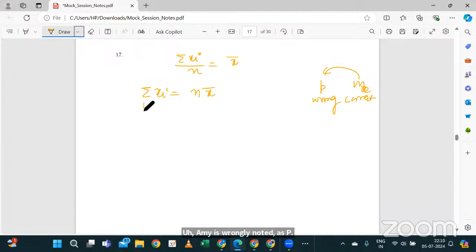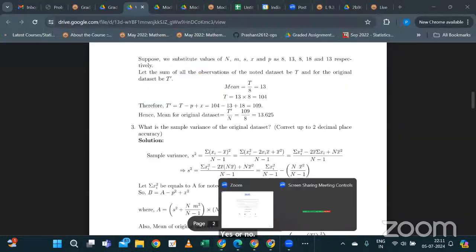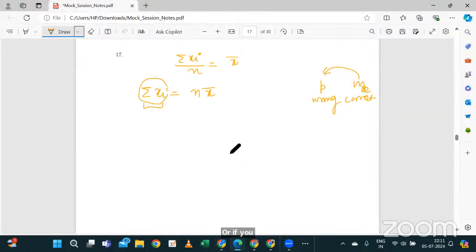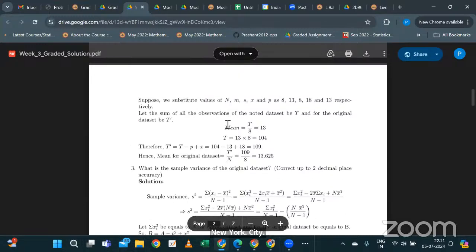Then, to know the correct mean, what will happen? This will get changed, right? Yes or no? Or if you want to do it with your example, are you getting it in general, right? Yes, we are getting it. Go ahead. So what we have to do is calculate the new value. Let me go with this.